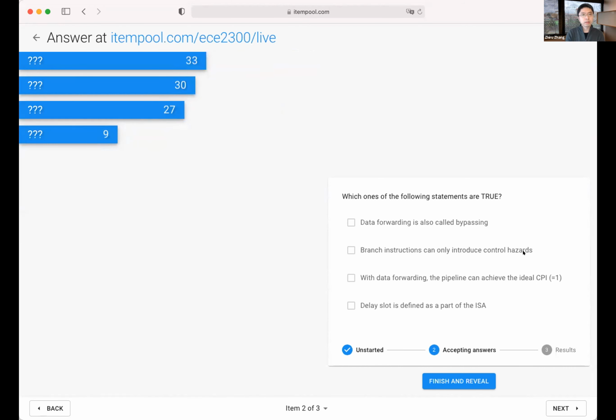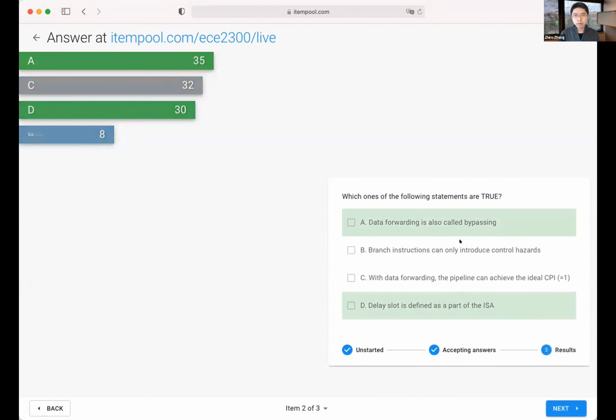All right. I think most of you have entered your answer, right? Okay, let's see which ones are the correct and true things. Very good. I think most of you marked A and D. Some of you did mark C, which is a tricky one. Let's just go over them one by one.